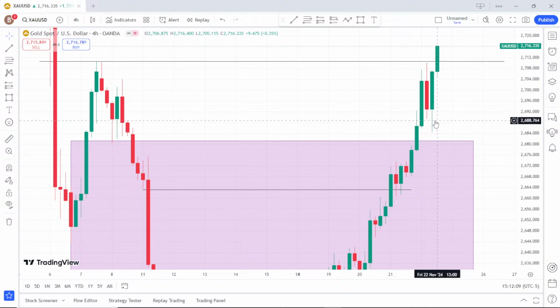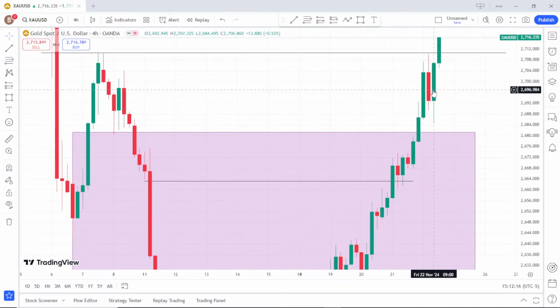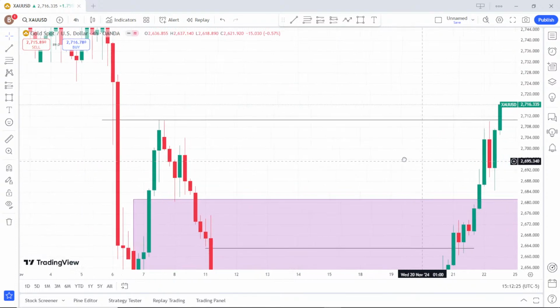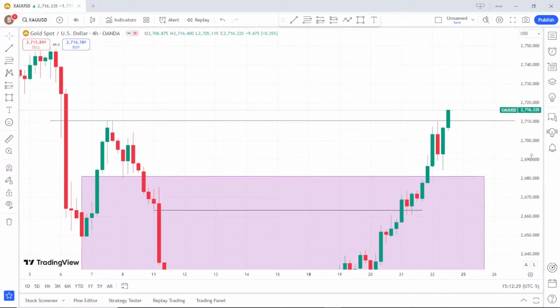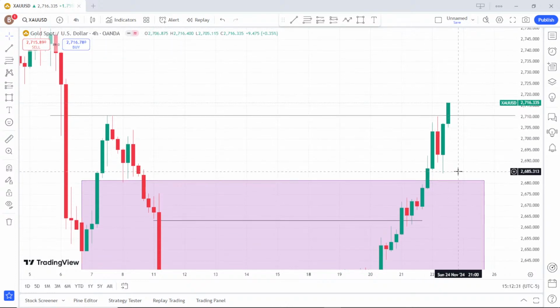So I anticipated London to do what? I anticipated New York to just come and drive through. And what did New York do? New York came down first. They came down before New York to fill, to balance an imbalance, and then drive through. That was it. That was all they did. That was everything they did.